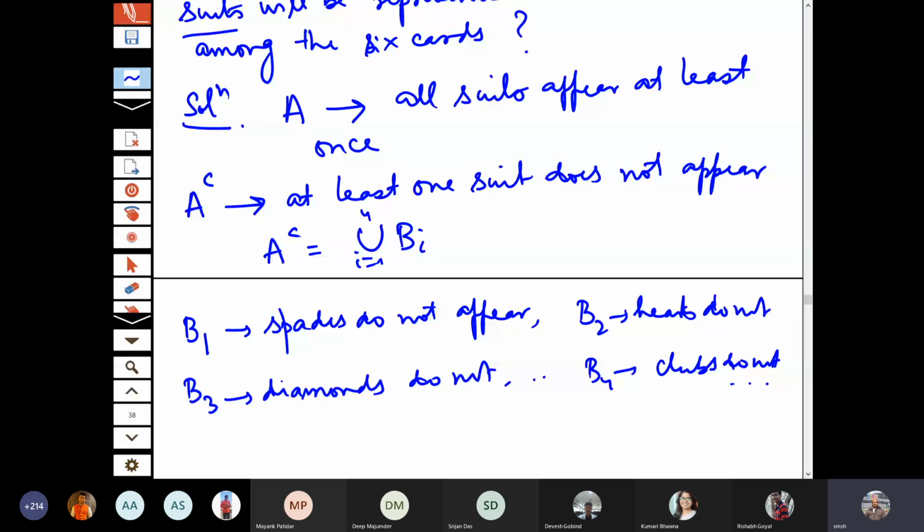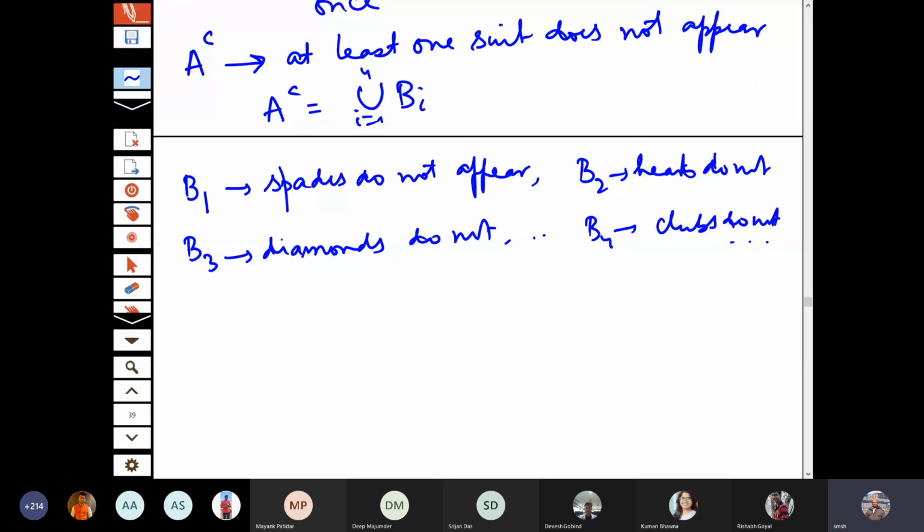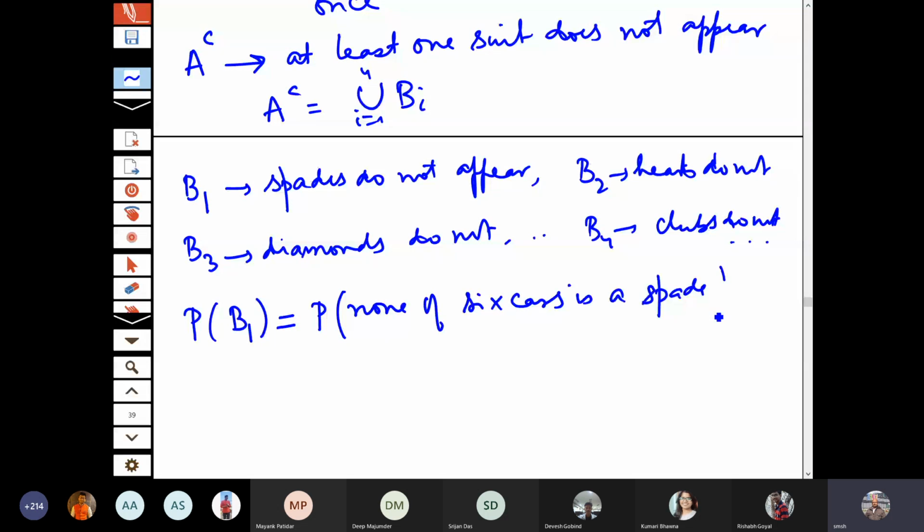So what is the probability of B1? Suppose spade does not appear. That means none of the 6 cards is a spade. Now in a particular drawing, what is the probability that a card is not a spade? It will be 3 by 4, 39 by 52. Now it is with replacement, so each time it will remain the same probability.